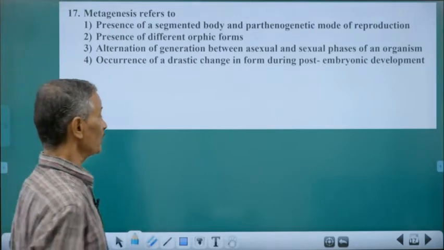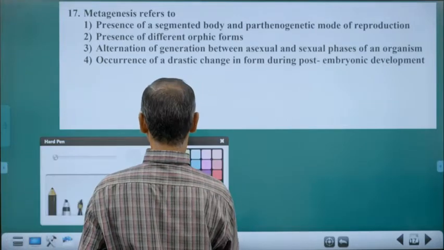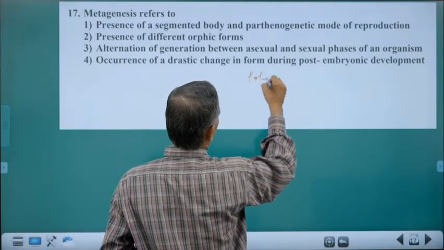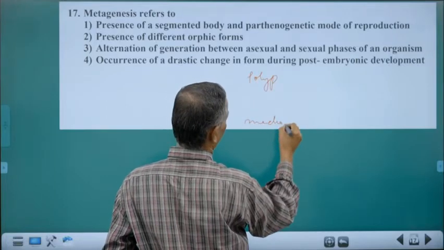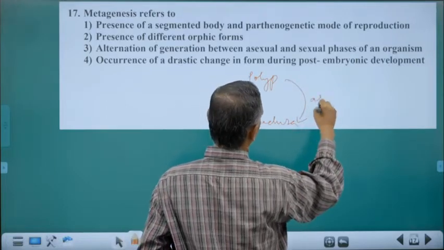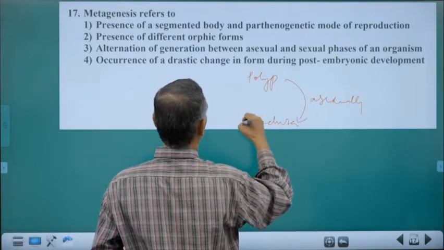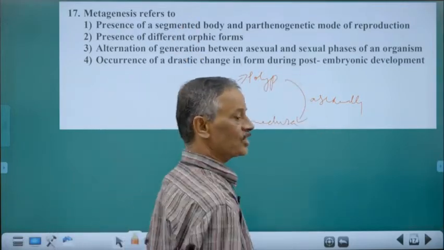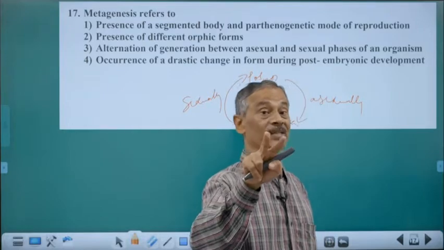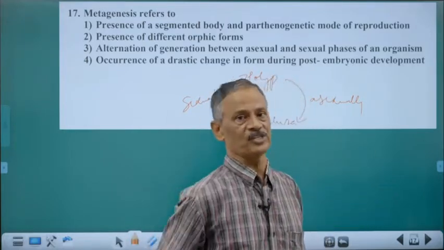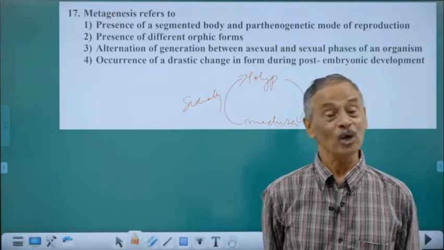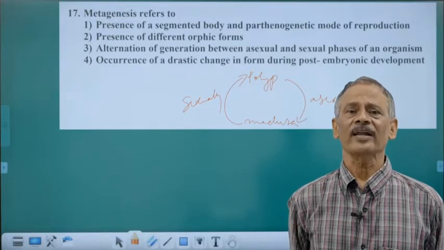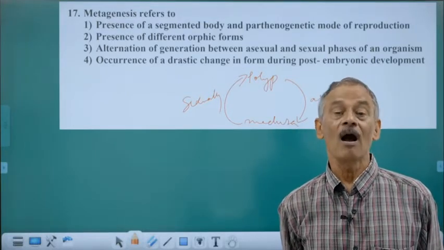Metagenesis. What is metagenesis? Alternation of generation. Here you are having 2 generations, a polyp and a medusa. We have seen it in earlier questions. Polyp reproduces asexually and medusa reproduces sexually. Actually, the alternation of generation refers to 2 generations which differ in their genetic makeup, haploid and diploid generations. In plantae, sporophytic and gametophytic generations. But here in animals, we are having no such thing. Both polyp and medusa are diploid.